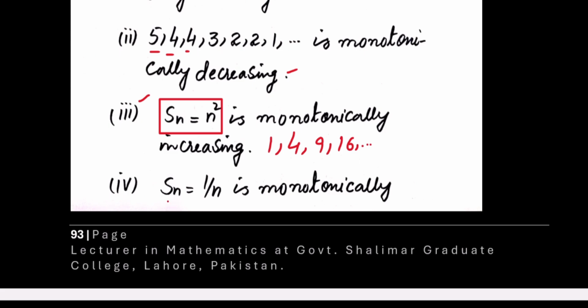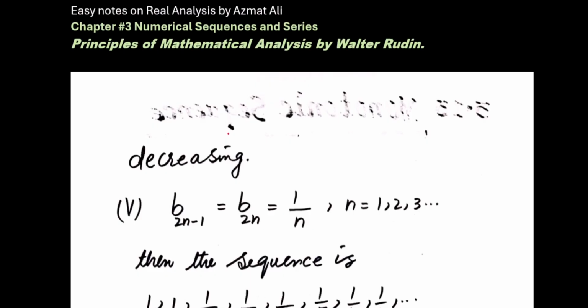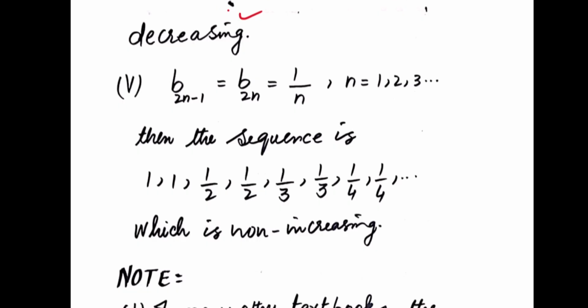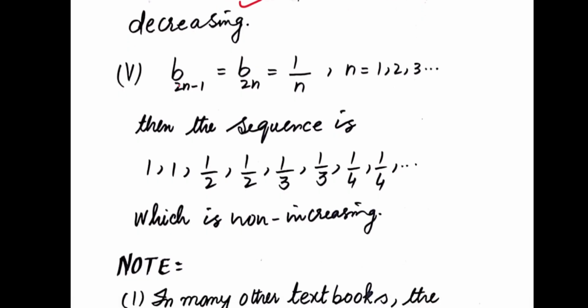Similarly, the sequence Sn is equal to 1 over n. This is a monotonically decreasing sequence. The fifth one is an important sequence. I have formed this sequence such that every even term or odd term is given by the same formula, that is 1 over n.